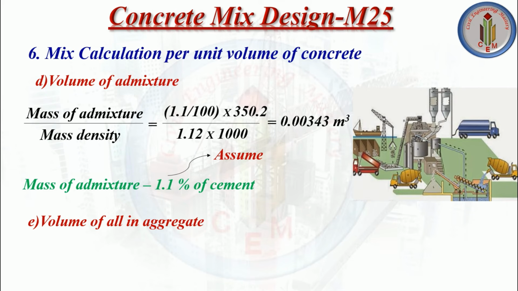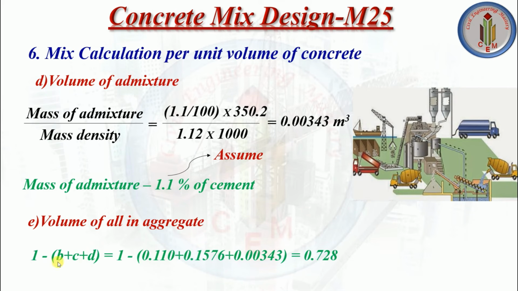Next, volume of all-in aggregate. We know the volume of cement, volume of water and volume of admixture, so we need to find the volume of all-in aggregate. So 1 minus, 0.110 plus 0.1576, which is the volume of water, plus 0.00343. So we get 0.728 as the volume of all-in aggregate.